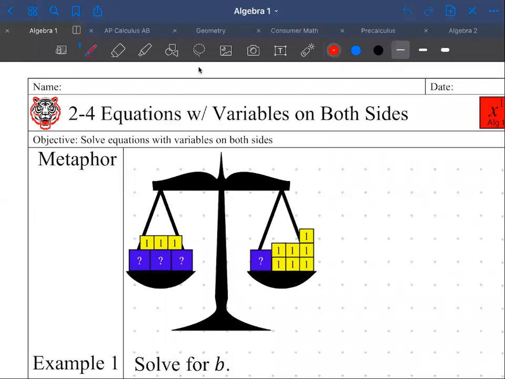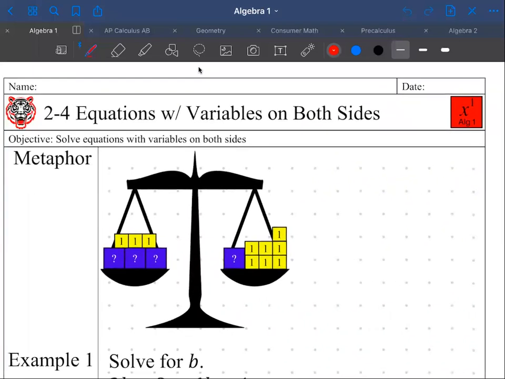We are in Algebra 1, Lesson 2-4, equations with variables on both sides. Today's date is Thursday, September 10th.